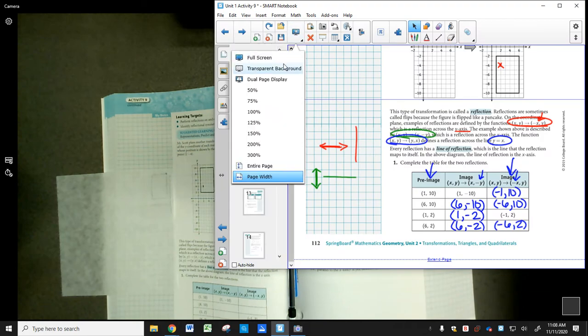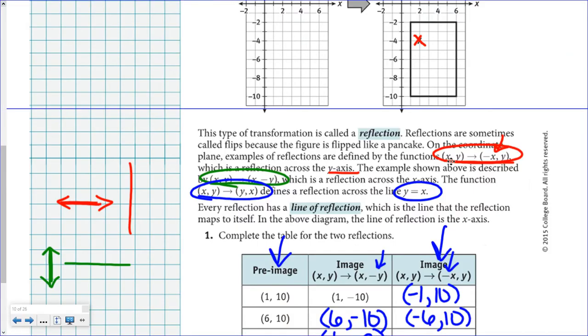Now notice, every reflection is going to have a line of reflection. And that is what is going to map your figure onto itself. If you took your pre-image and your image and had them on one piece of paper and you folded them on the line of reflection, your figures would match up exactly. So that's always going to be how you can check to make sure that you've got your line of reflection in the right spot. So let's look at this next figure, dealing with an arrow.